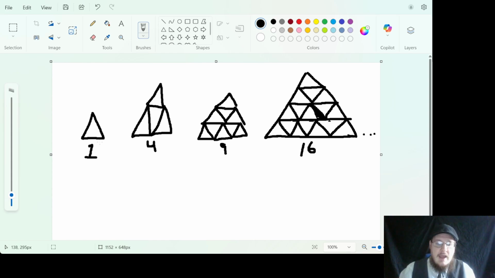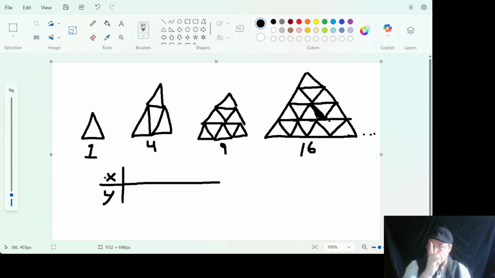So, now, with this, we have to create a table. Okay? Now, I'm going to say X, and I'm going to say Y. Okay? So Y is dealing with how many triangles are inside each of the next step in our pattern, okay? Now with X, X is going to be increasing by a value of 1, okay? So we start with 1.